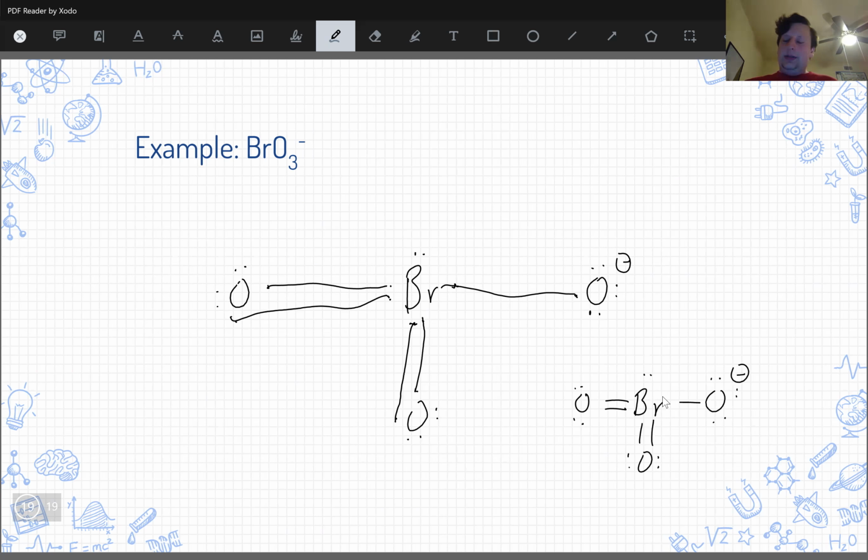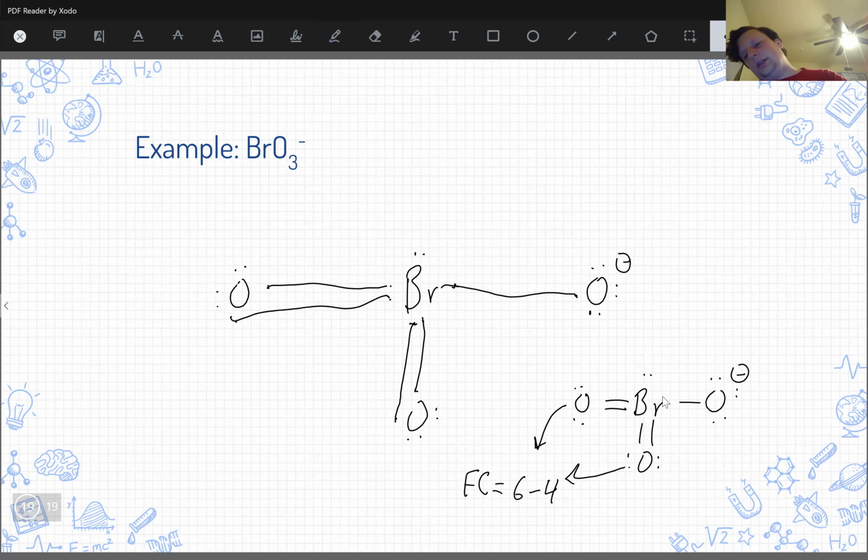All right, so we've drawn our thing. Now these 2 oxygens are equivalent. So let's calculate our formal charge of both. So the formal charge of these 2, oxygen has 6 valence electrons, minus each one of them has 4 non-bonding electrons. Each one of them has 2 bonds, rather. So 6 minus 4 minus 2 is 0. So those 2 are 0.